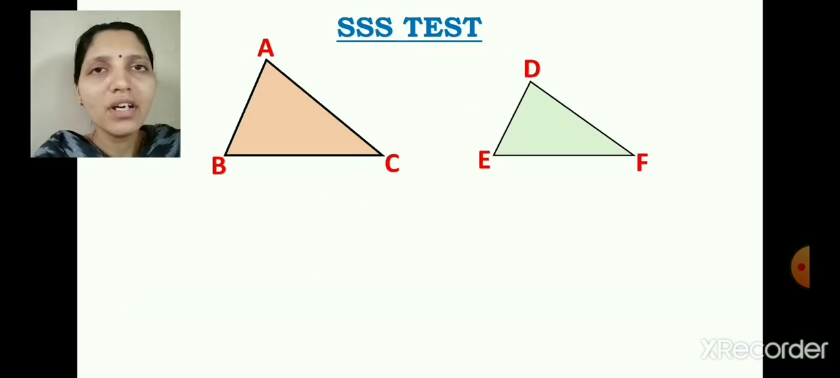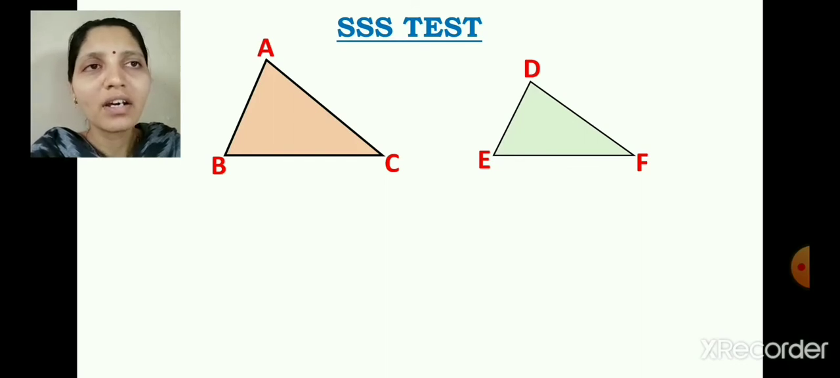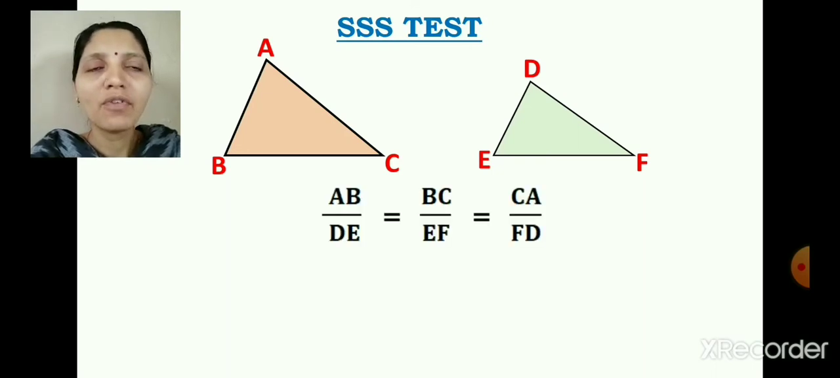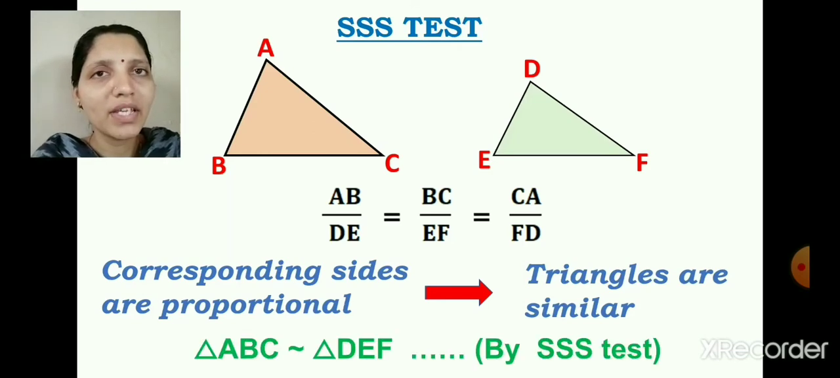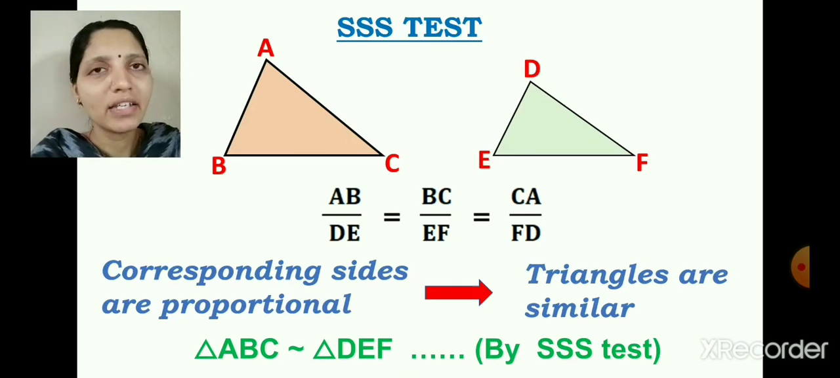Then we have seen the side test. Now here we are going to consider the three corresponding sides of two triangles. That means if AB upon DE is equal to BC upon EF is equal to CA upon FD, that means their corresponding sides are in proportion, then we can say that the triangles are similar. Therefore, triangle ABC is similar to triangle DEF by SSS test.